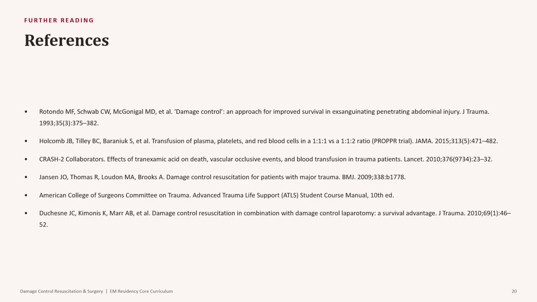So I used these references: Rotondo, Holcomb, Cotton and collaborators, Johnson, Jevo, American College of Surgeons Committee on Trauma, and Dixon et al., damage control resuscitation combined with damage control laparotomy as survival advantage.